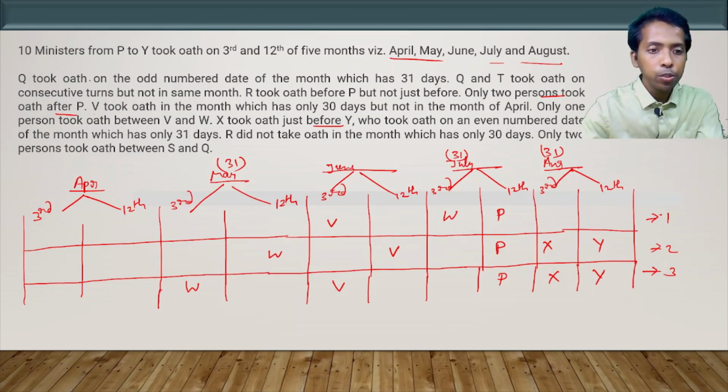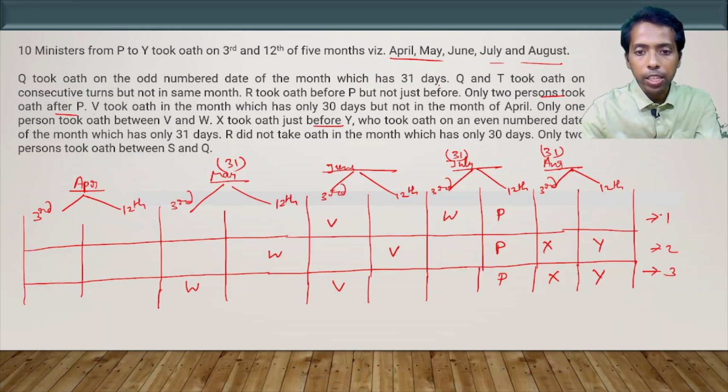Okay, Q took oath on odd number date of the month which is having 31 days. So 31 days 3rd of that particular month, that day I am talking about. So Q can be at 3rd May or 3rd August, and Q and T took oath on consecutive turns but not in the same month, right? So consecutive turns not in the same month.